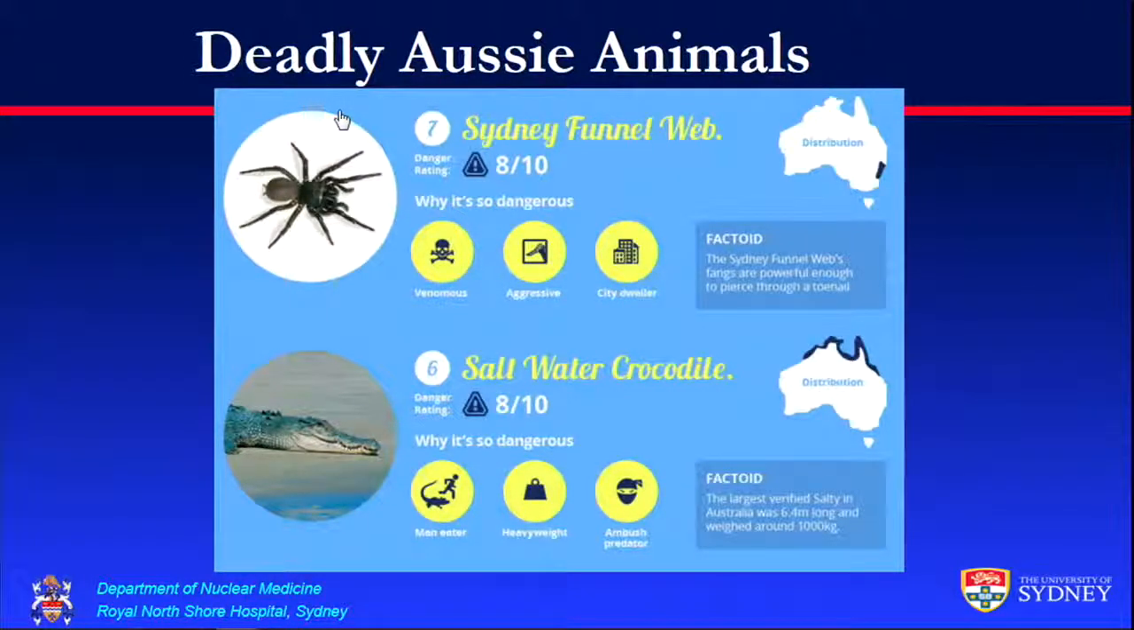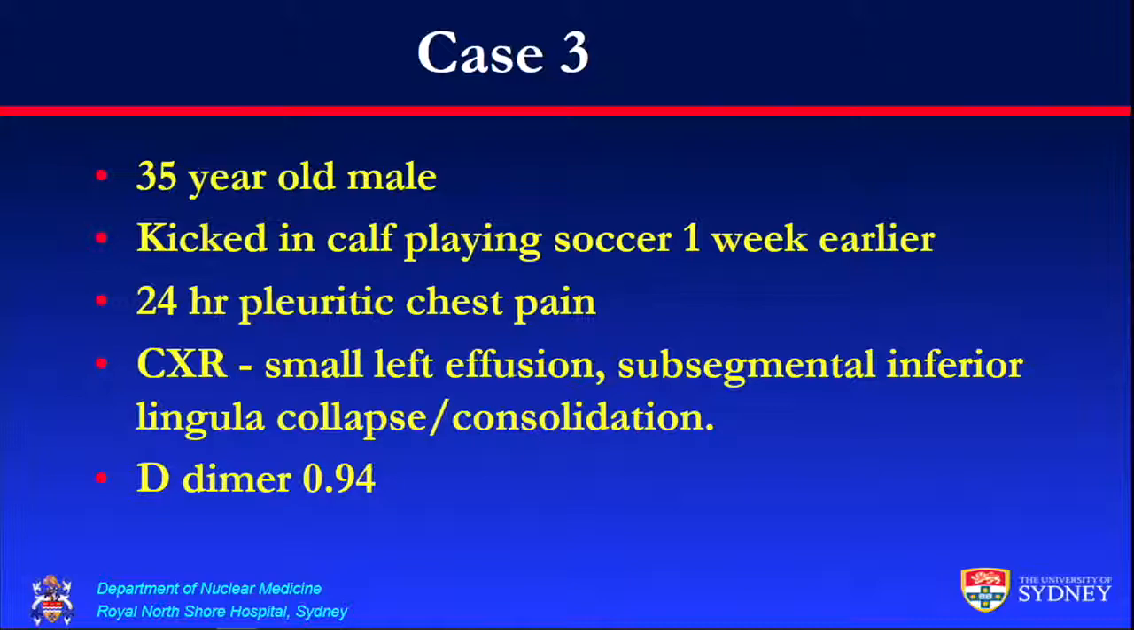I'll also just give you a quick update just in case you see any of these when you're walking down the street. The funnel web spider is the 7th most deadly animal in Australia. Don't pick that up. If you see a saltwater crocodile in Melbourne, something is seriously wrong.